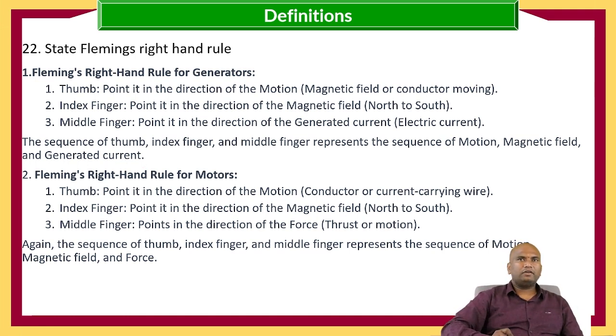Whereas Fleming's right hand rule for motors: the thumb indicates the direction of motion of the conductor or current carrying wire. The index finger points in the direction of the magnetic field, north to south. The middle finger points in the direction of force, thrust or motion. Again, the sequence of thumb, index finger and middle finger represents the sequence of motion, magnetic field and force.